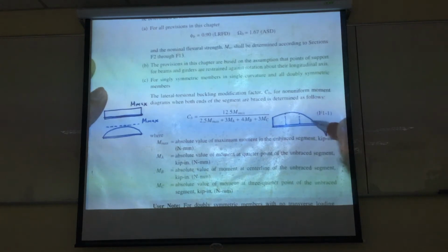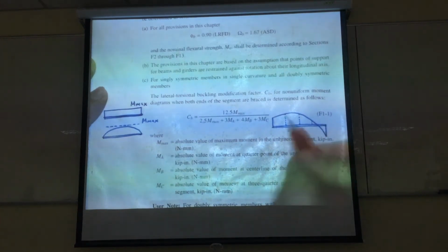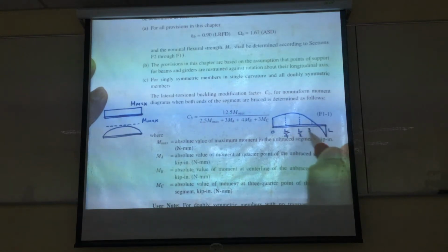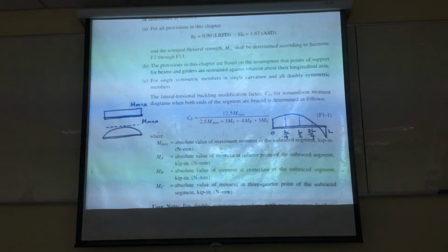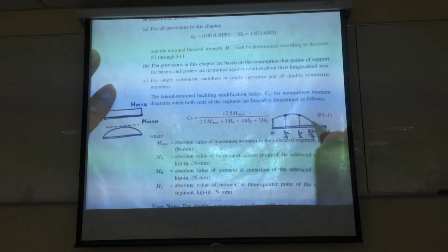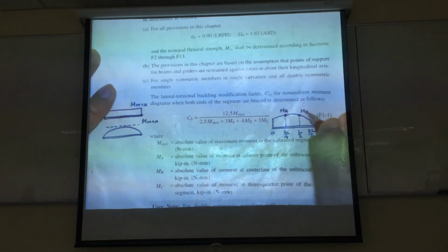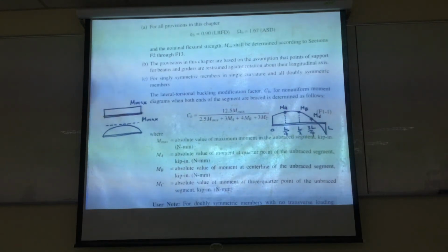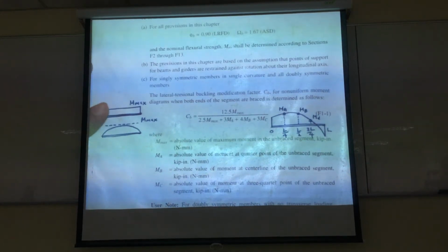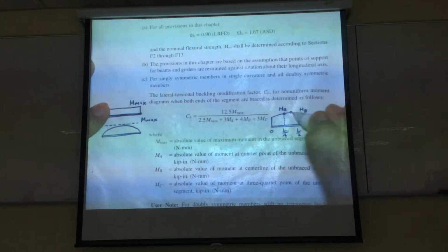So you break it into 4 regions: 0, L/4, L/2, 3L/4, and L. Over here, here, and here, this is MA, MB, and MC. And then over here, this is Mmax.